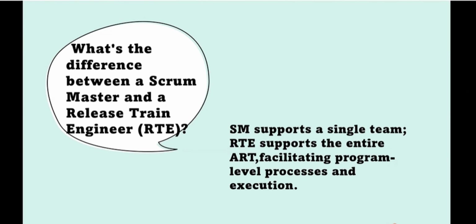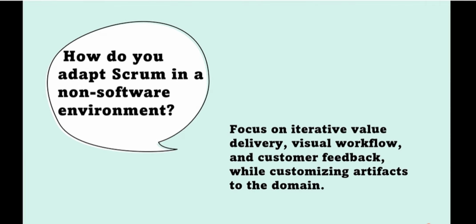What is the difference between a Scrum Master and a release train engineer? It is called RTE. A Scrum Master supports a single team or two or three teams, and the RTE supports the entire ART, facilitating program-level processes and execution. How do you adapt Scrum in a non-software environment? Focus on iterative value delivery, visual workflow, and customer feedback while customizing artifacts to the domain.